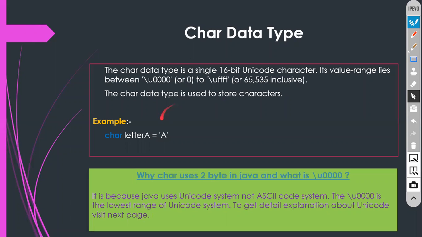Why that is very, very important: in C and C++, a character holds only 1 byte. But here it is not like that. It will hold 2 bytes, because Java uses the Unicode system, not the ASCII code system. That is the reason we use 2 bytes here for the character.